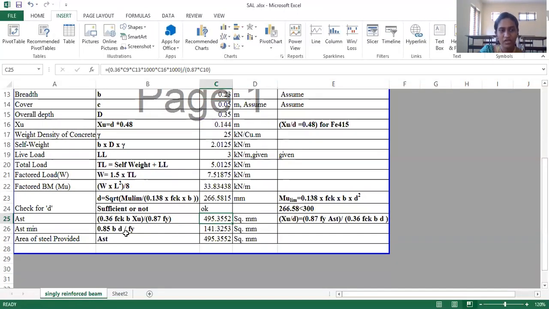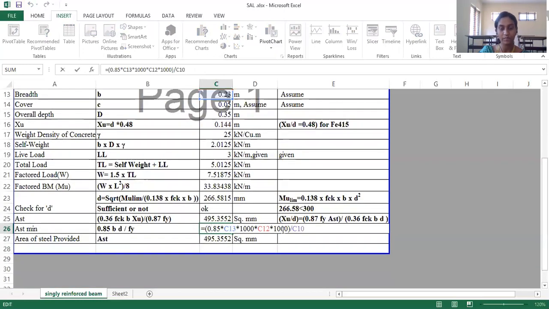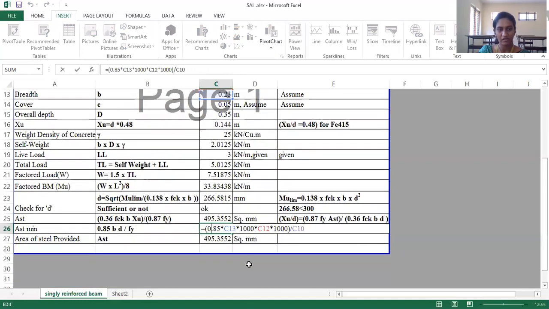After this, you should check for the AST minimum. For AST minimum, we have the formula AST is equal to 0.85 BD by Fy. Here I have substituted 0.85 into C13, which is B into 1000, converting in terms of millimeter, into C12. C12 is the effective depth 0.3, again converting in terms of millimeter, divided by C10. C10 is the grade of steel 415, and then you will get 141 point. This is the minimum steel which is to be provided, but we got 495.355.